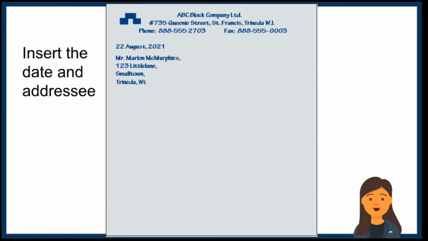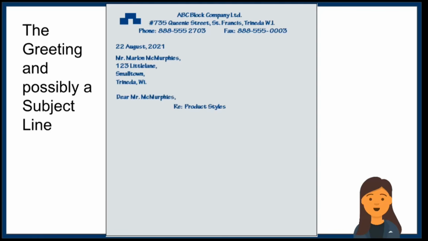So you'd be referencing the letter that McMurphy sent you, this Marlon McMurphy guy, and you're writing back to him now. So his name goes here, it's to Marlon McMurphy at the address that he had as his address before. So you see how that comes in there? And then you have Dear Mr. McMurphy as the greeting.